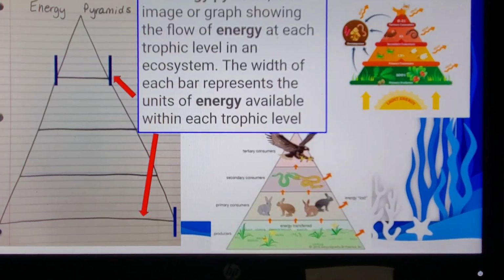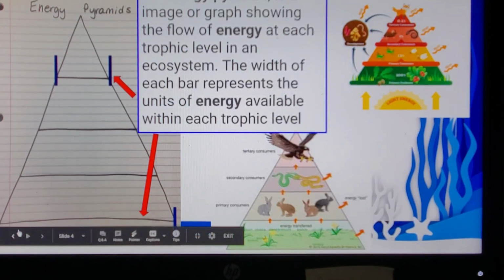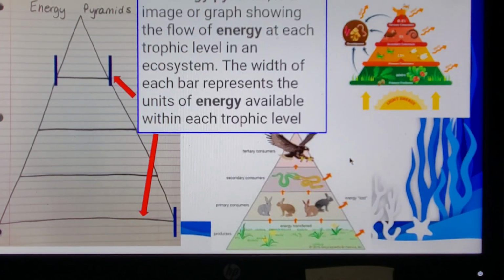Alrighty. So when we do energy pyramids, if we were doing this in class, I'd have you draw this pyramid like this, and we would write information in it. But in this case, I'm going to be the one, or you're going to observe me filling in this energy pyramid. But here are some examples that I found online that show energy pyramids as well.